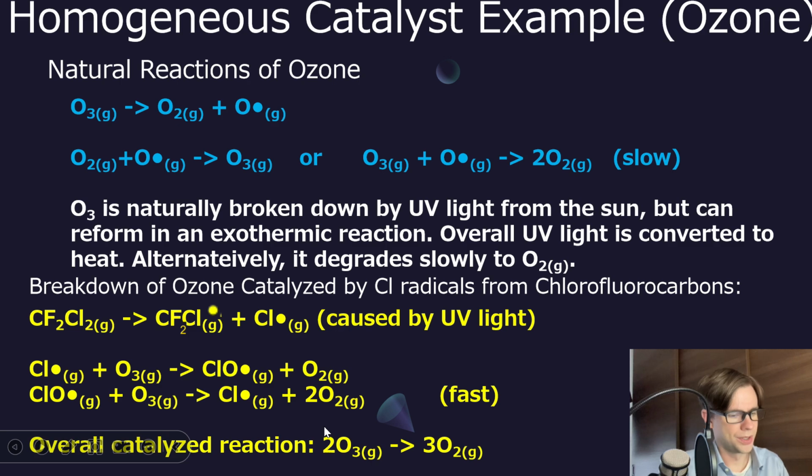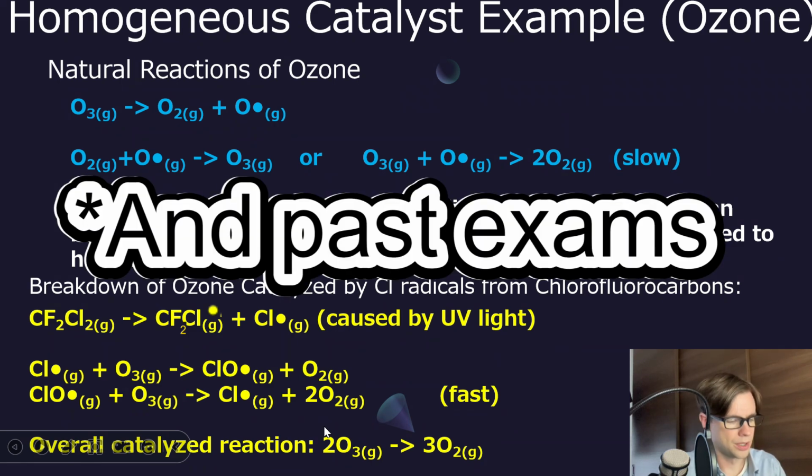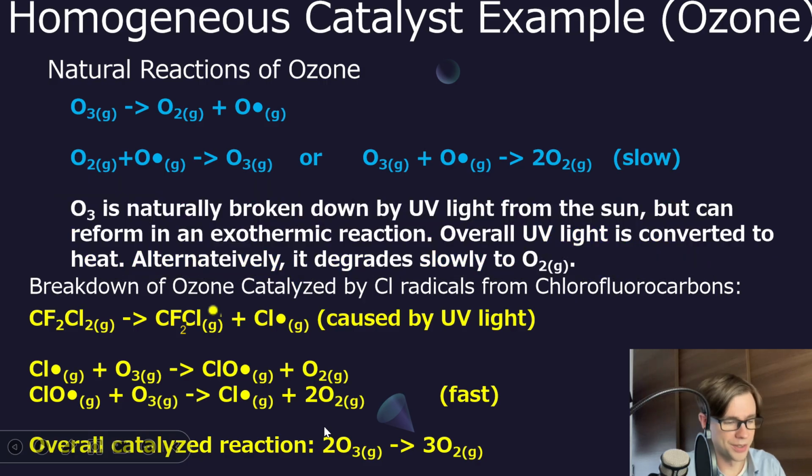So let's consider a real example. IB used to love this example in various textbooks, but I don't see it so much anymore. But I still think that there's a very good chance this reaction will show up on exams again in the future. So it's the reaction of ozone. There's natural reactions of ozone. O3 goes to O2 plus O dot. O dot is an oxygen radical, meaning it has unpaired electrons.